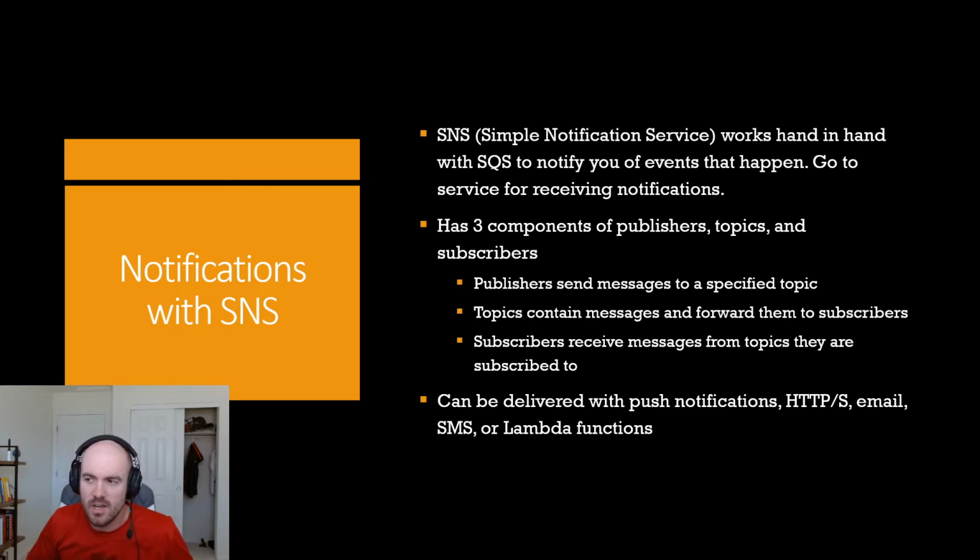You've got 3 components, okay, which are publishers, topics, and subscribers. So topics are going to kind of sit in between publishers and subscribers, and they're going to contain the messages that need to get delivered. So a publisher is going to send messages to a specified topic, and then of course a subscriber is going to subscribe to a topic, and then they're going to receive messages that get published to that topic. So that's important to remember. Subscribers will only receive messages from topics that they are subscribed to. Okay. And then, like I mentioned, you can send out notifications with push notification. It's like text, HTTPS, email, SMS, or Lambda functions. Okay.